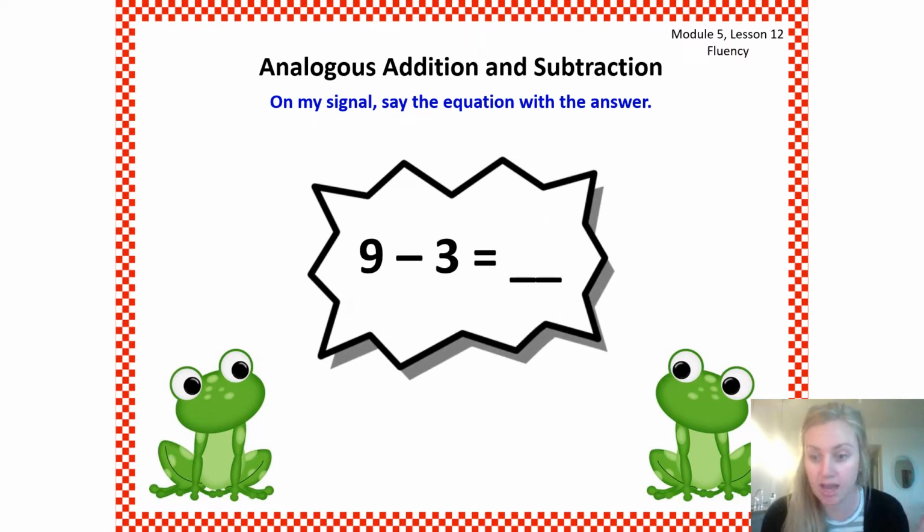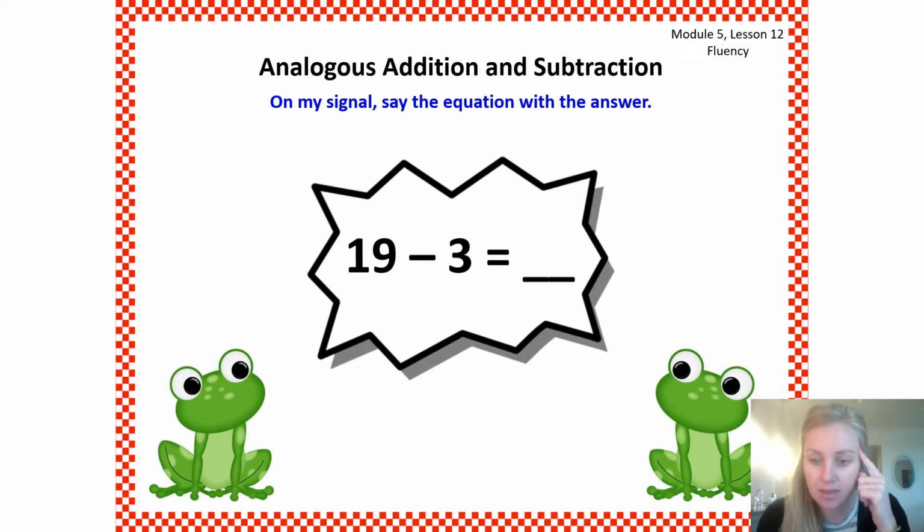We're changing the sign. No longer plus, now it's minus. Think big. You're going to have 9 and go backwards 3 times. Use your fingers, use your brain. Say the whole equation. Get ready. Yes, 9 minus 3 equals 6.